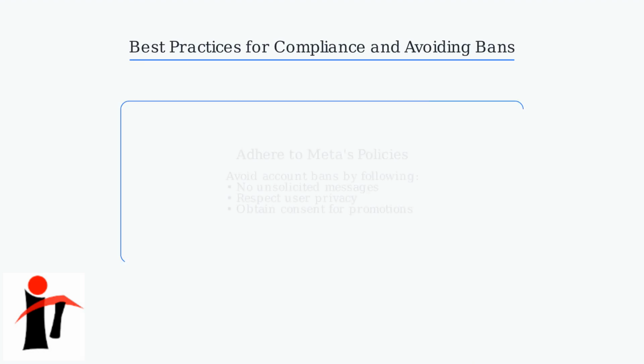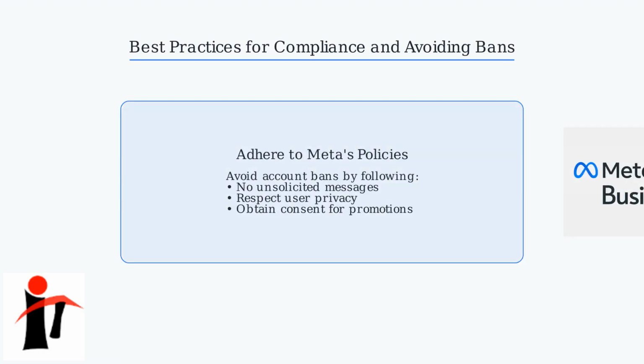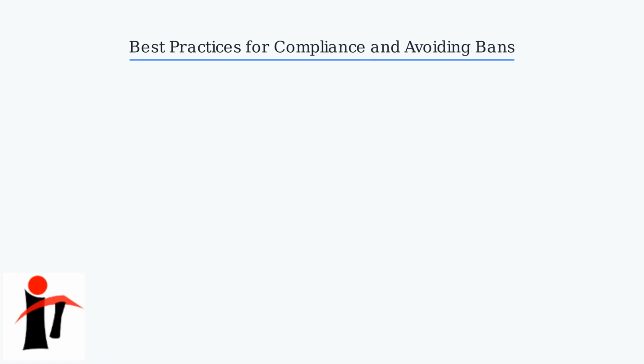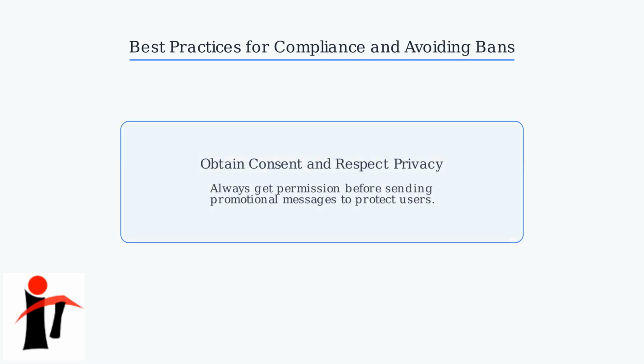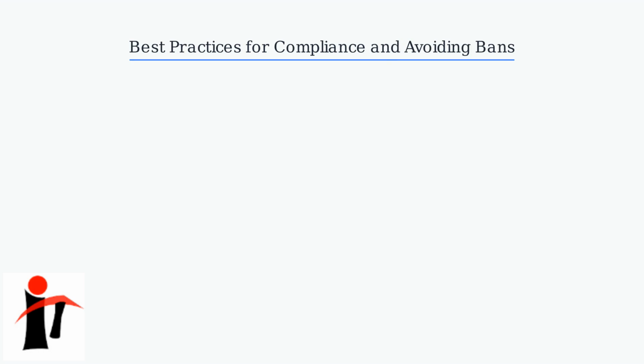Adhering to Meta's policies is essential to avoid account bans. This means never sending unsolicited messages and always respecting user privacy by obtaining consent before any promotional communications. Always obtain explicit consent from users before sending promotional messages. Unsolicited communications can lead to bans and damage your reputation.